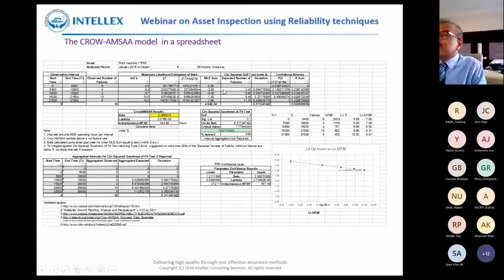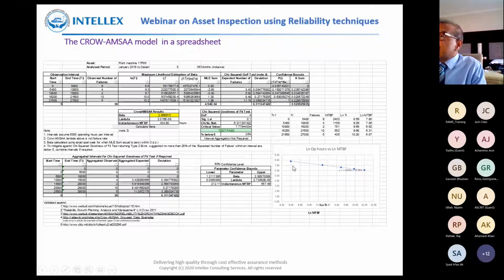You have to do a goodness of fit test here, the chi-square test. You calculate the value, and if that is less than the deviation, then that shows as a test pass. And for the intervals, you should not have more than 20% in one of the intervals. These are the two tests to hold that the Crow-AMSAA distribution is correct.